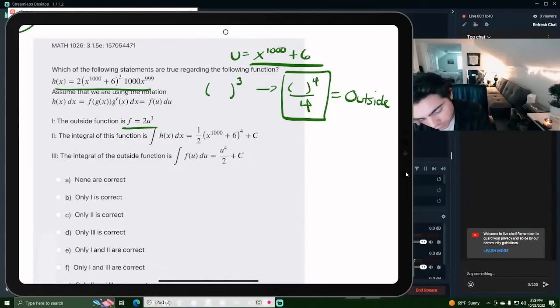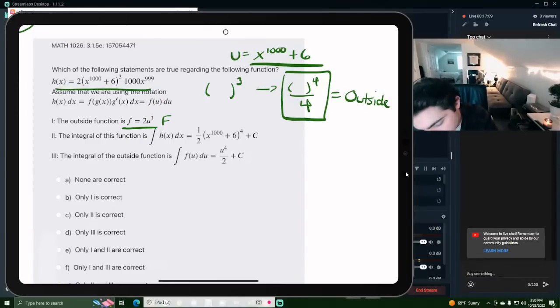The 2u cubed, you can see where they got that. It's in here. However, keep in mind this whole situation is the result basically of taking a derivative of the outer function. But they're just saying the outer function is 2u cubed. They didn't say the derivative of the outer function is 2u cubed. If they said the derivative of the outer function is 2u cubed, it might have been correct. But in this case, they did not. So we're going to call that false.